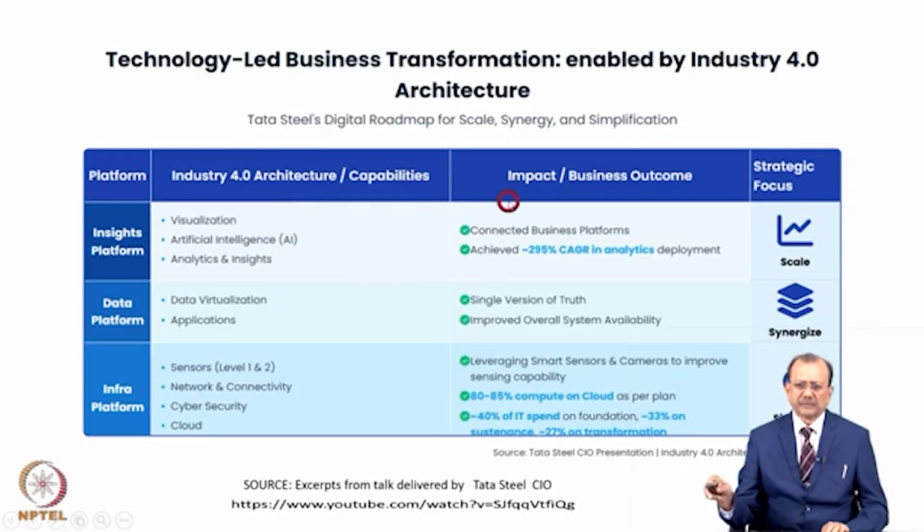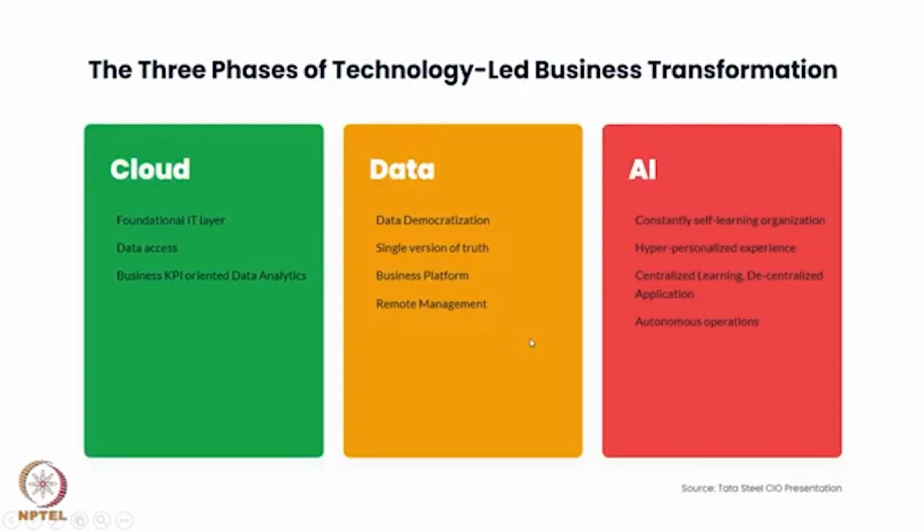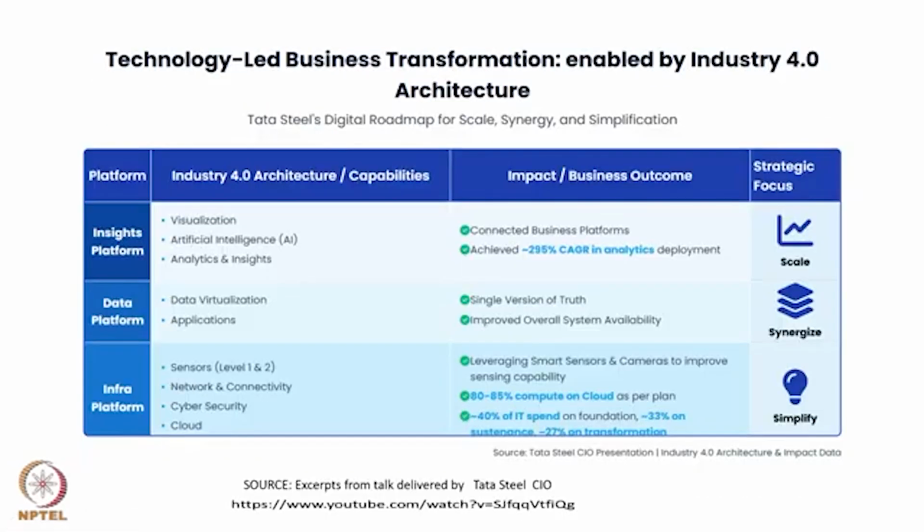So this is where, and you can see on the right hand side, the third column. You can see what the impact of all these initiatives is. Like infrastructure has compute 80 to 85%. Their computation is done on the cloud. 40% of IT spend on the foundation and 33% on sustainability, and 27% on the transformation. This is the kind of aspect. On the rightmost side, you can see that their focus is on simplifying the infrastructure, and synergizing the data platform for all sorts of operation. The data platform sits in between the infrastructure and the insight platform, and then scale at large.